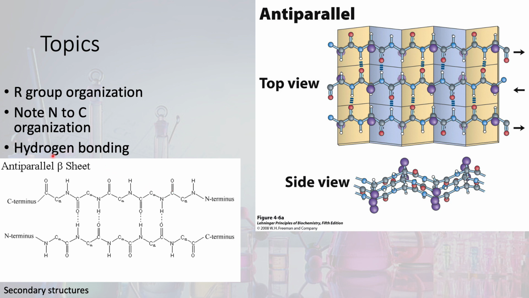So if an anti-parallel beta sheet runs C-terminus to N-terminus, folding back on C-terminus to N-terminus, what do you think a parallel beta sheet's going to look like?